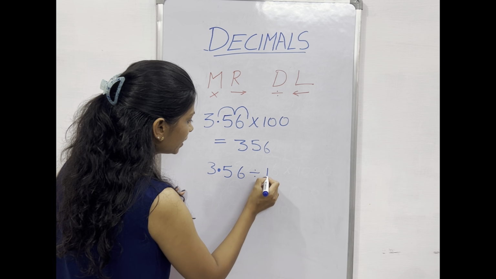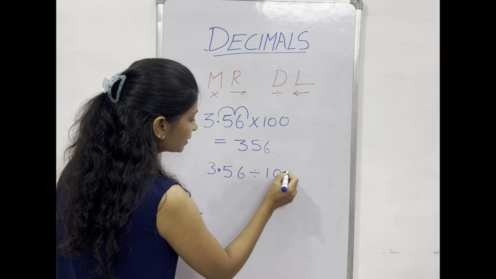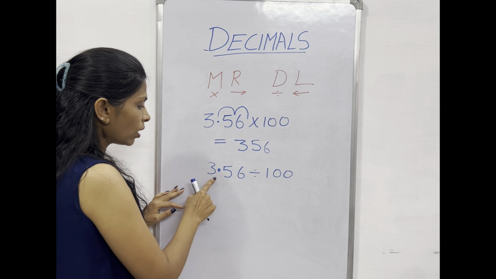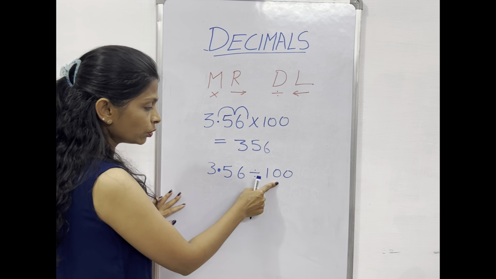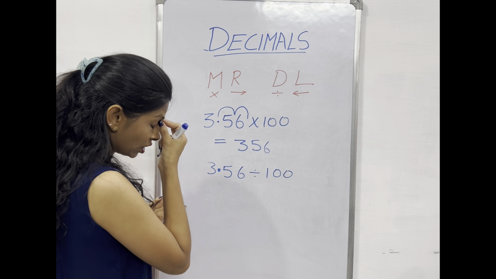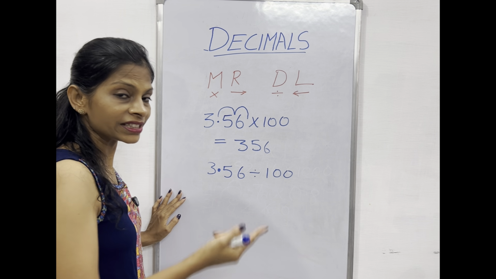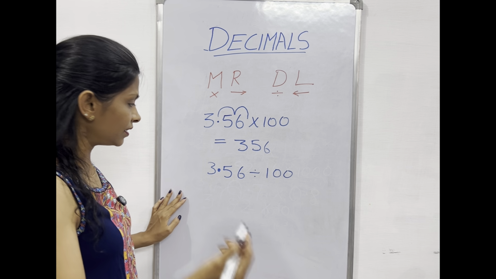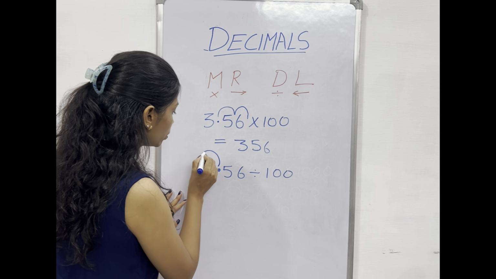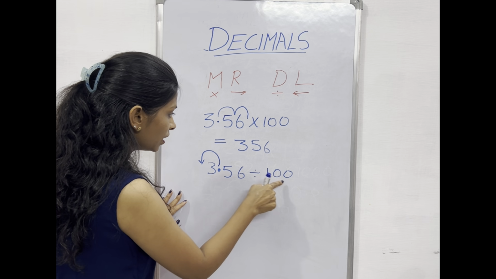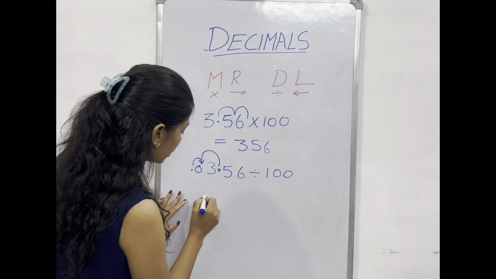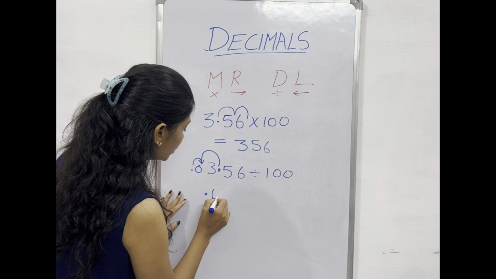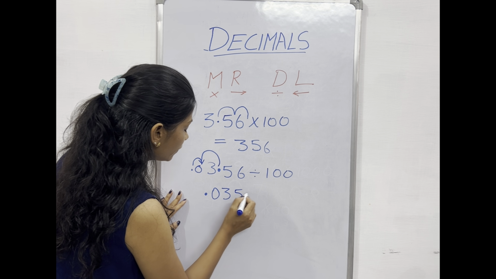Now if I divide the same number 3.56 by, let's say, 100, now I just have one digit towards my left, but I have to make two jumps towards the left. So whenever I'm out of digits, I will add a 0. This is one jump, but I have to make two jumps. So I put a 0 and this is the second jump. So my answer would be 0.0356.